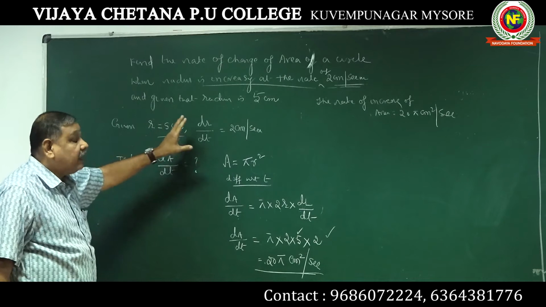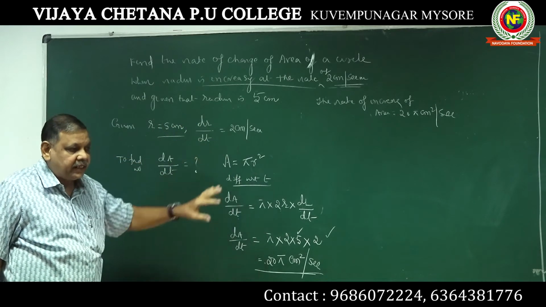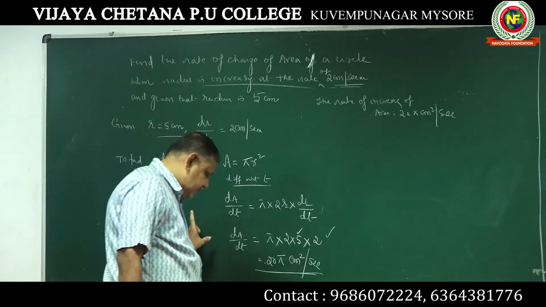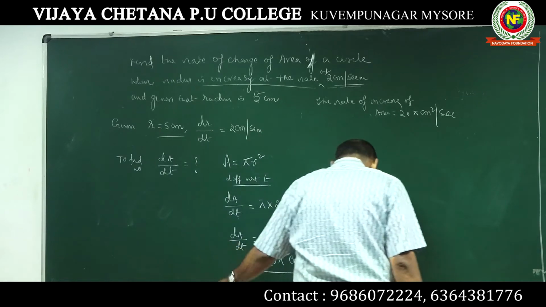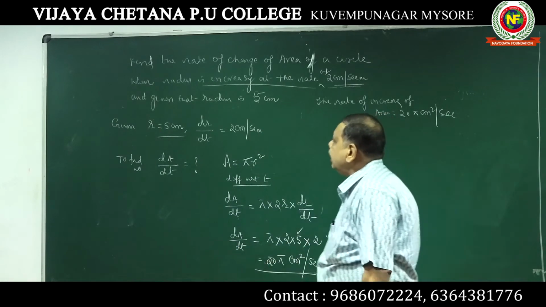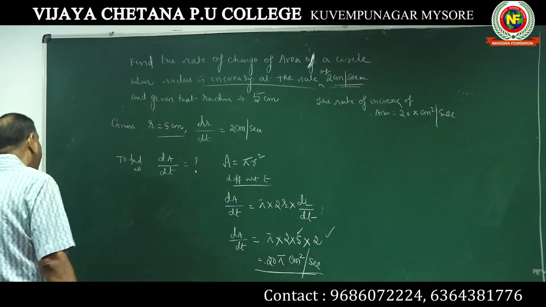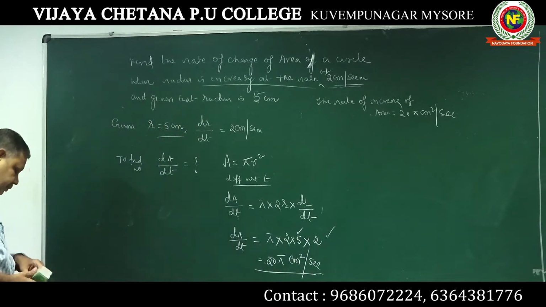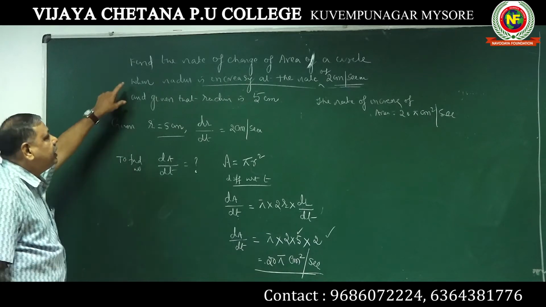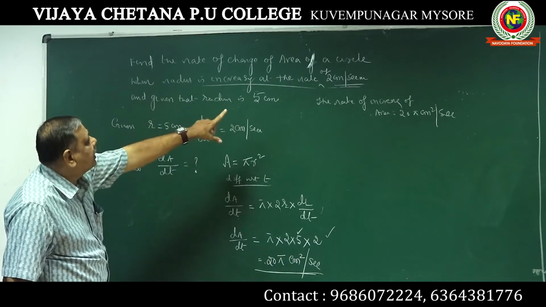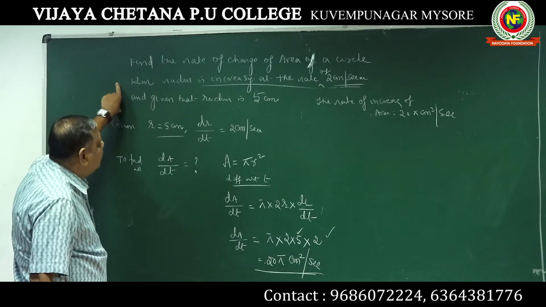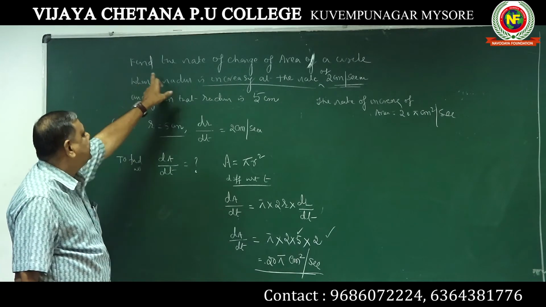If they give the circumference, then what we will do, we will take the next problem. But first, this is with respect to the area we are doing. Now take the next problem. Find the rate of change of area of a circle, same thing, copy the same thing.